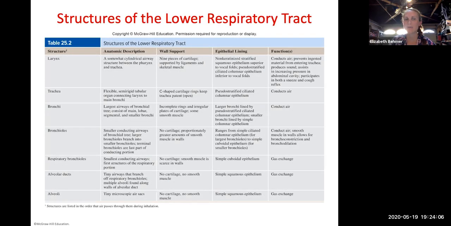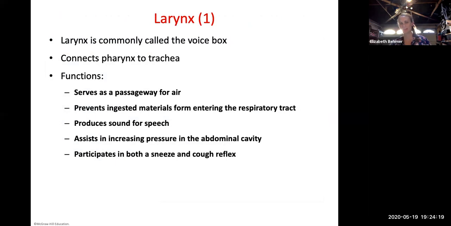These are anatomical descriptions and functions of some of the structures that we'll talk about right now. I don't go over these charts with you, as you've noticed. I just include them in the PowerPoints to summarize your studying as you're going through it. So we'll start with the larynx, commonly called your voice box. It connects your pharynx to the trachea.